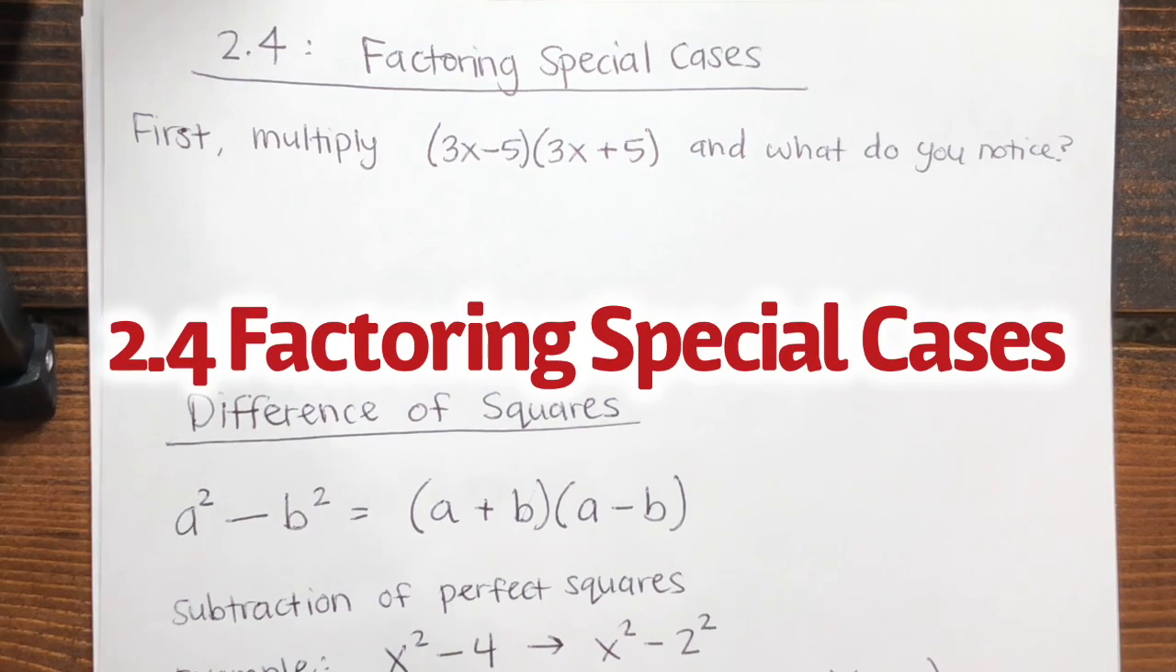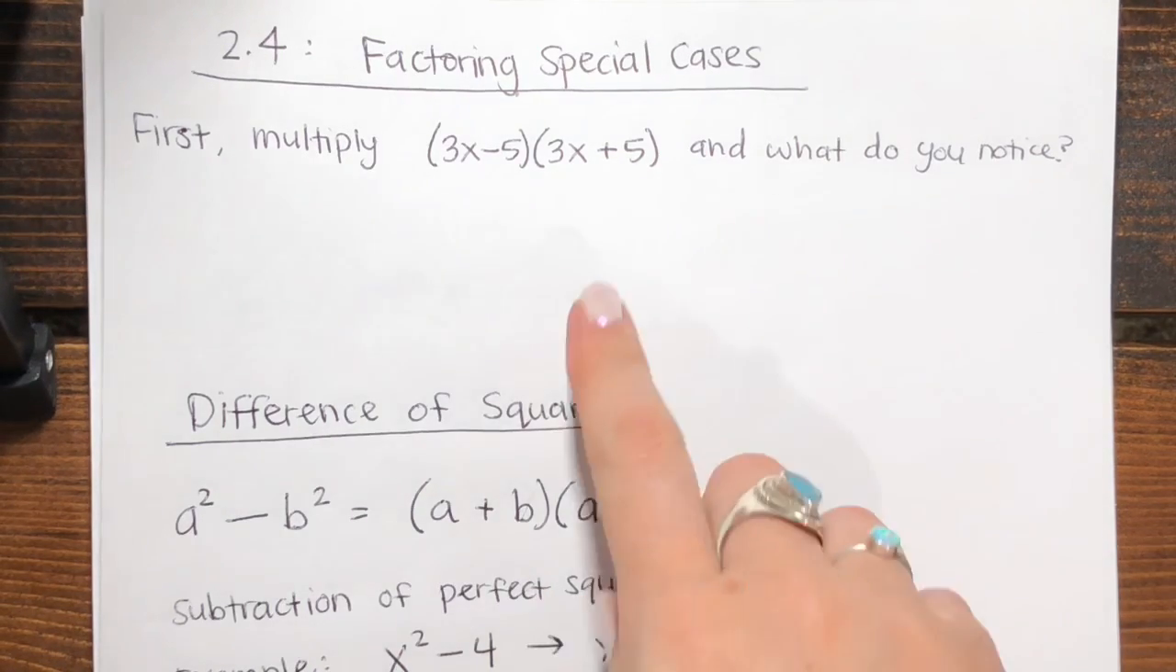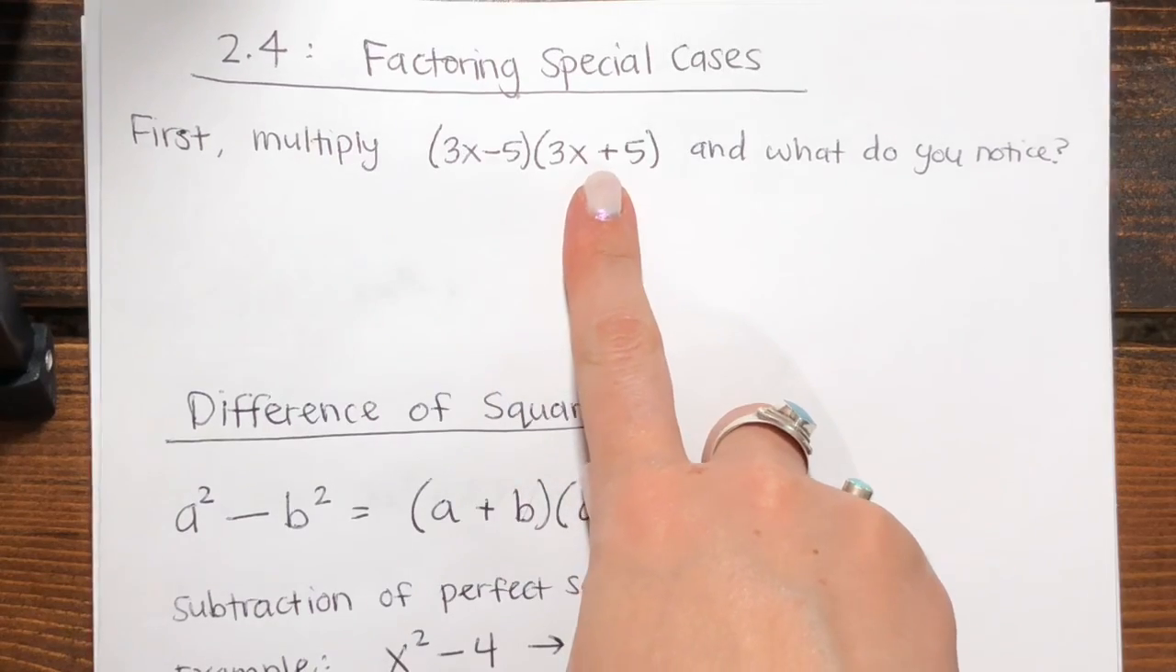Hey guys, today we are going to review factoring special cases. We're just going to be looking at how you factor what we call a difference of squares. But before we jump in, I first want to look at what happens when we multiply two binomials like this.